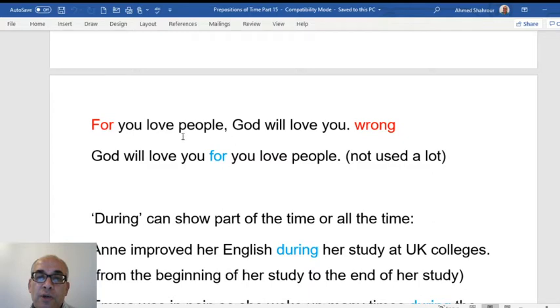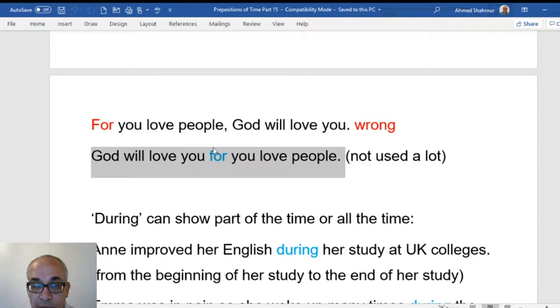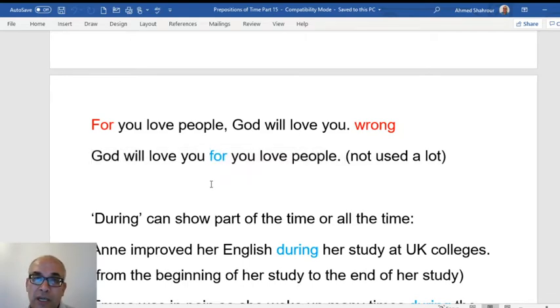For you love people, God will love you. This is wrong. So I cannot use for as a conjunction at the beginning of a sentence. God will love you, for you love people. It is okay here. So I use for as a conjunction in the middle of a sentence, and for means because. But we don't use it a lot in English. We don't use for in the middle of a sentence a lot, but it is correct English.